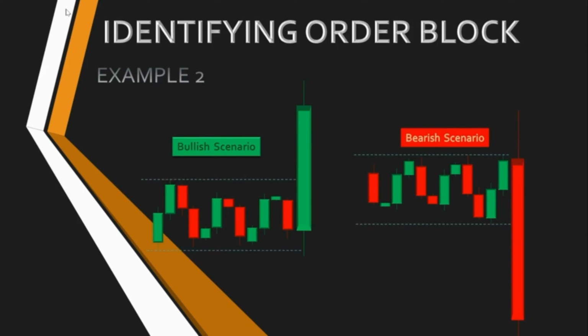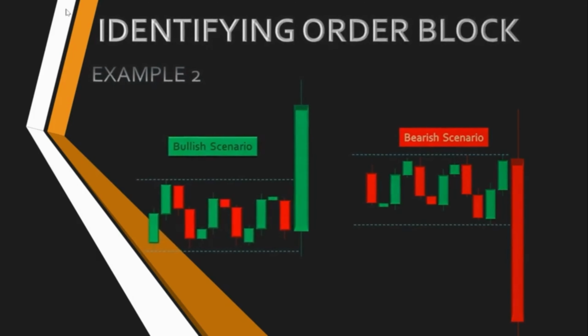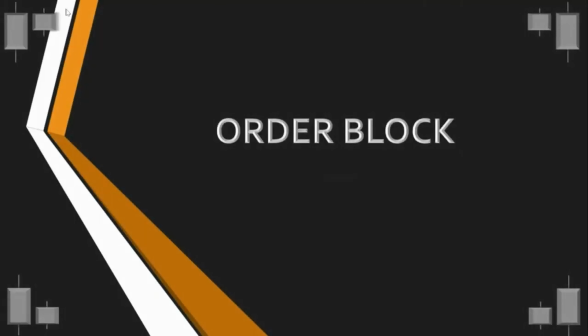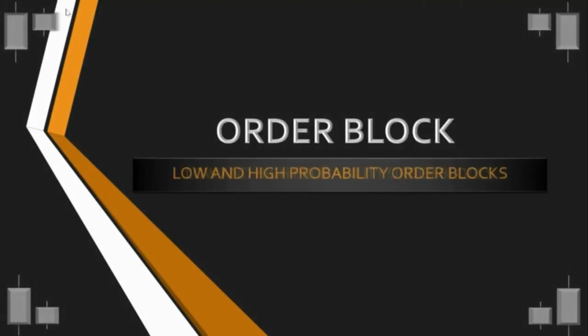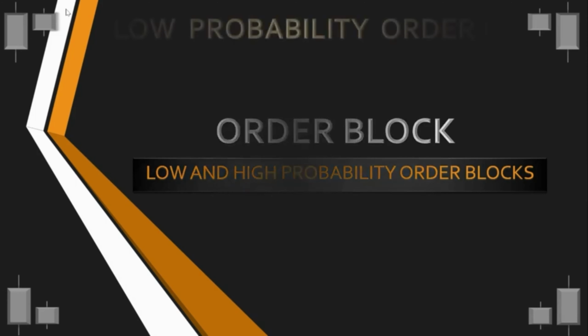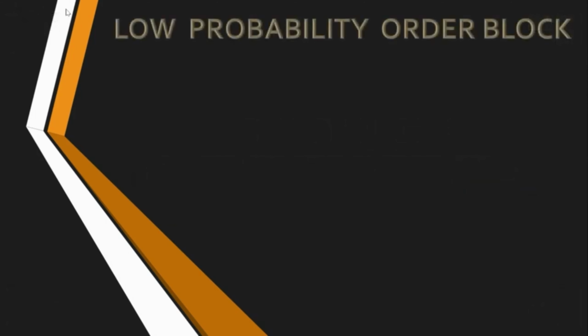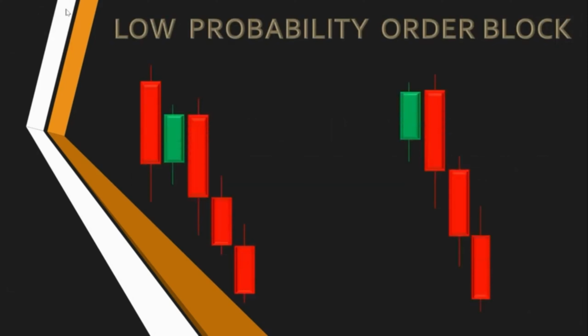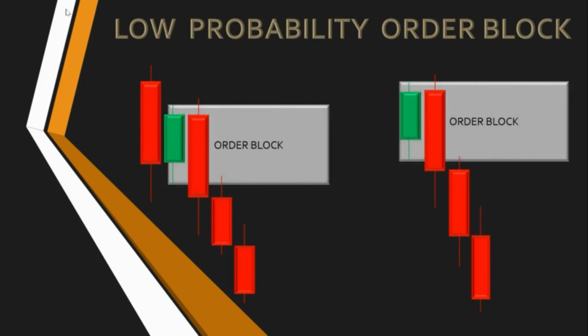Now that you know what order blocks are and how to identify them, to trade effectively, you must also know not all order blocks are created equal. Some have a lower probability of success. Mastering high probability and low probability order blocks will help you to avoid unnecessary losses. Let's start with low probability order blocks. Low probability order blocks typically occur in less significant market areas, like during low volatility periods, or at random price levels without strong historical support or resistance.